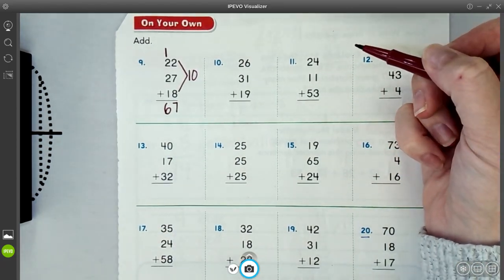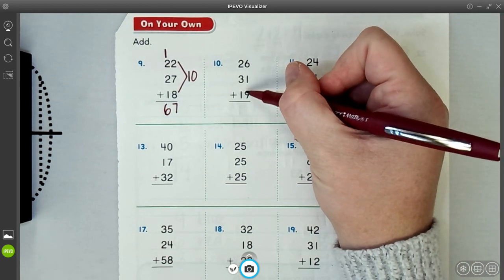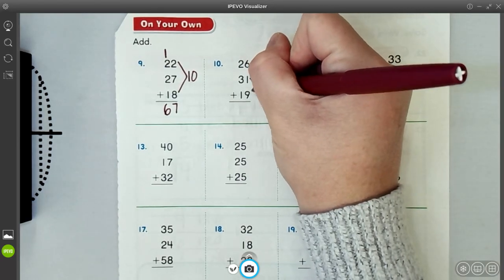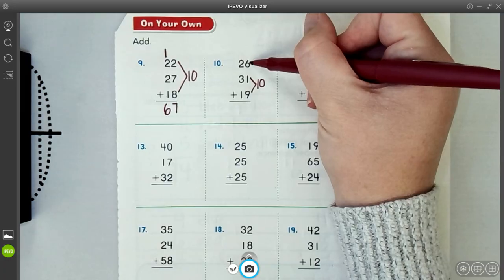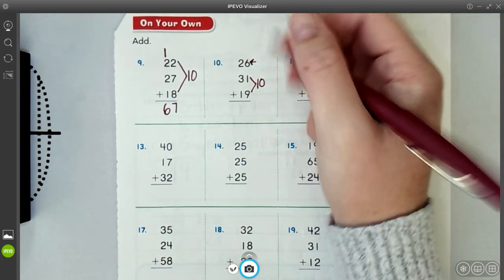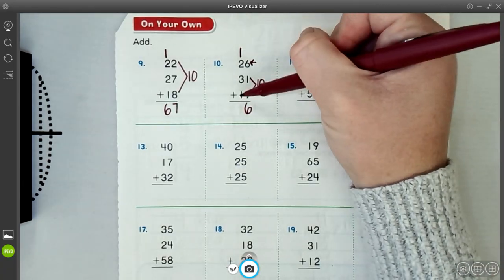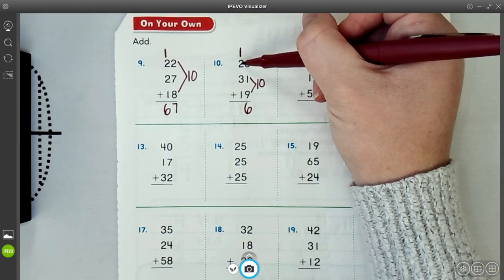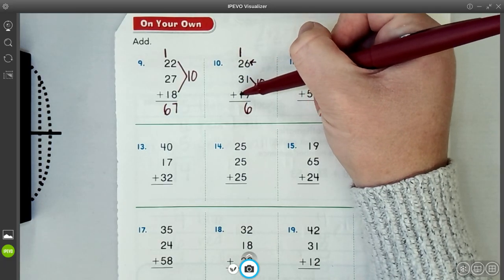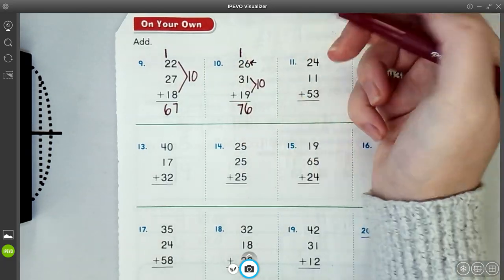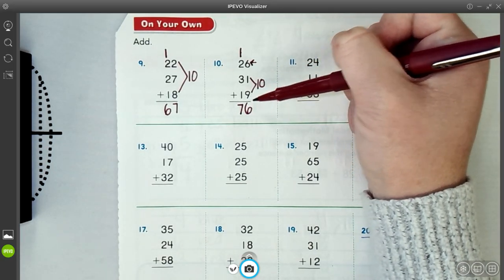Number 10, 26 plus 31 plus 19. First, I'll add my ones. I see a 10 right there again. 1 plus 9 equals 10. Plus our 6 up here is 16. So I have 6 ones, 1 10 to regroup. Now I can add my tens. 1 plus 2 equals 3. Plus 3 more equals 6. Plus 1 more equals 7. 26 plus 31 plus 19 equals 76.